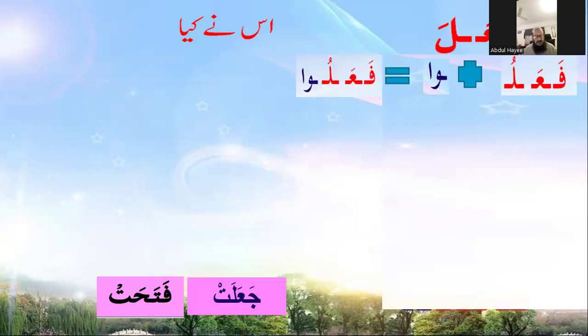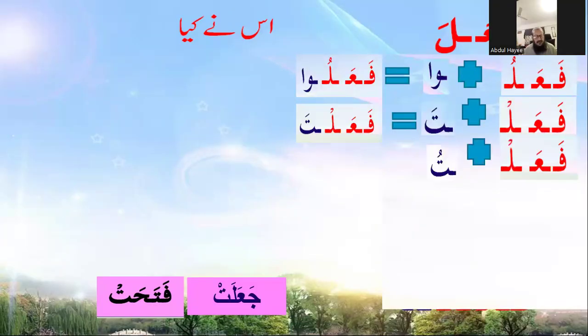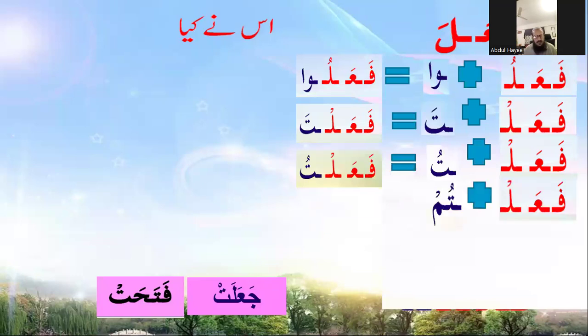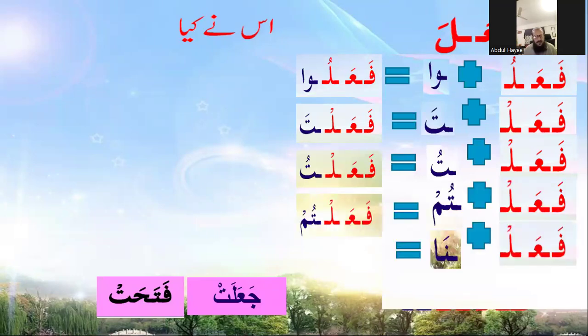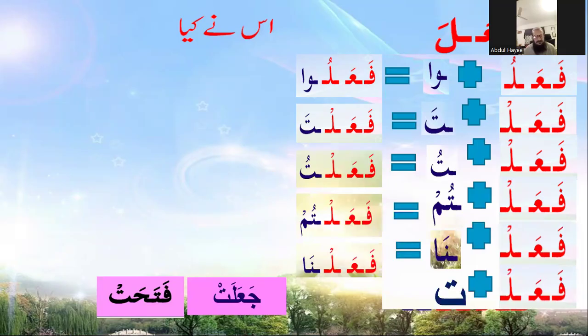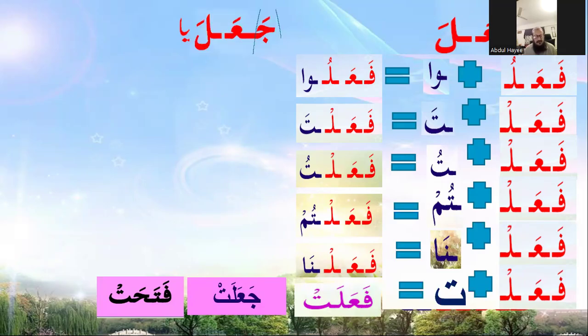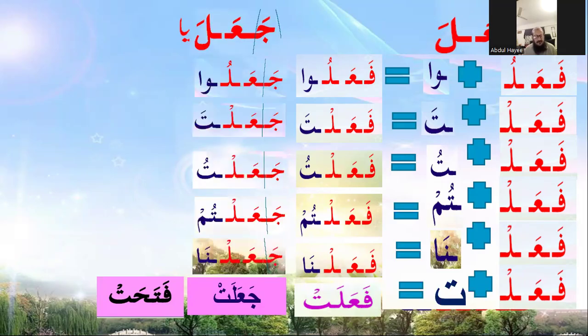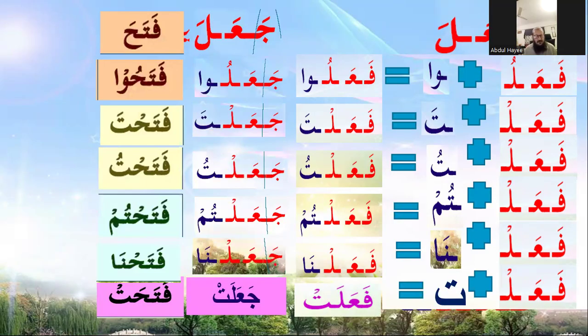Ja'ala, ja'alu, ja'alta, ja'altu, ja'altum, ja'alna. And for the feminine, we add ta sakinah. It becomes ja'alat, fa'alat, fatahat. Look, all the three tables now are in front of you.